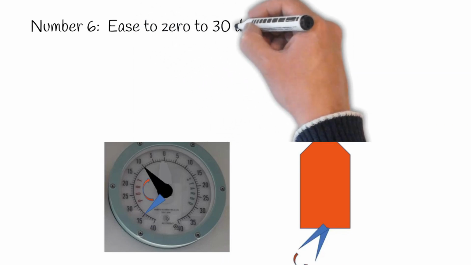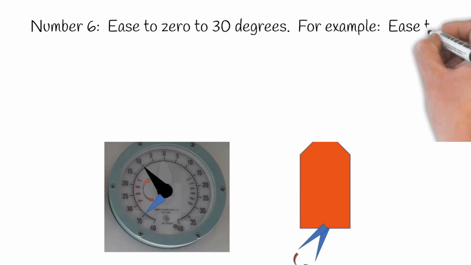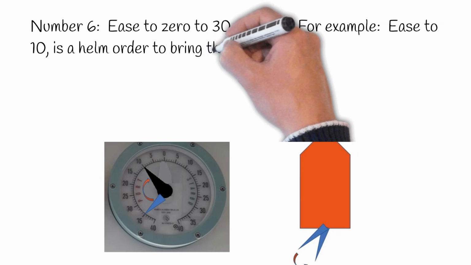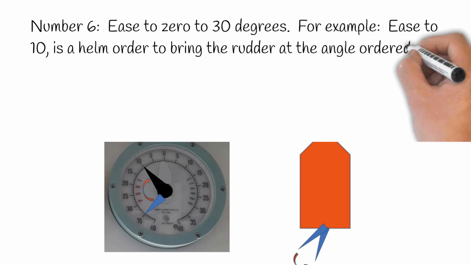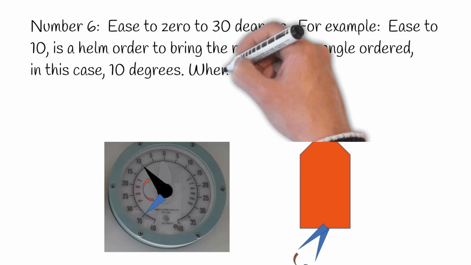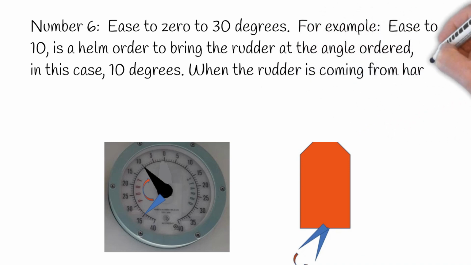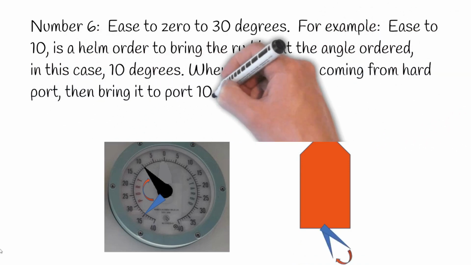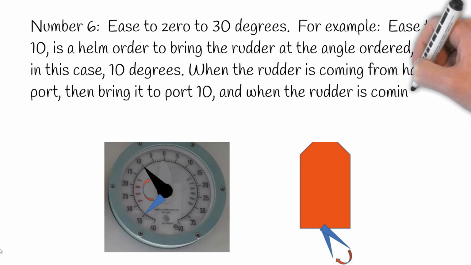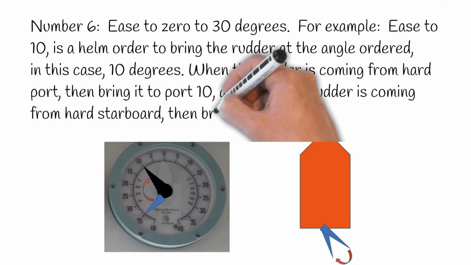Number 6. Ease to 0 to 30 degrees. For example, ease to 10 is a helm order to bring the rudder at the angle ordered, in this case, 10 degrees. When the rudder is coming from hard port, then bring it to port 10, and when the rudder is coming from hard starboard, then bring the rudder to starboard 10.